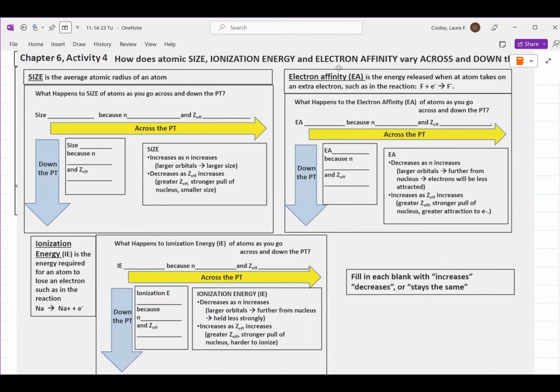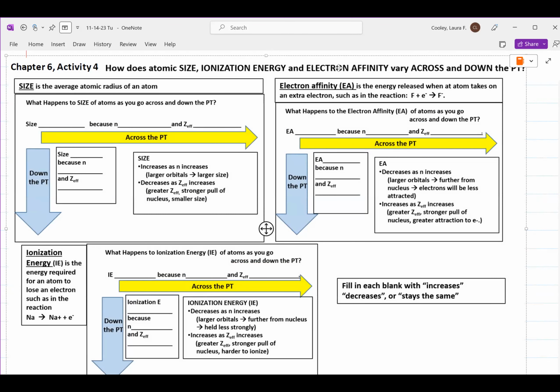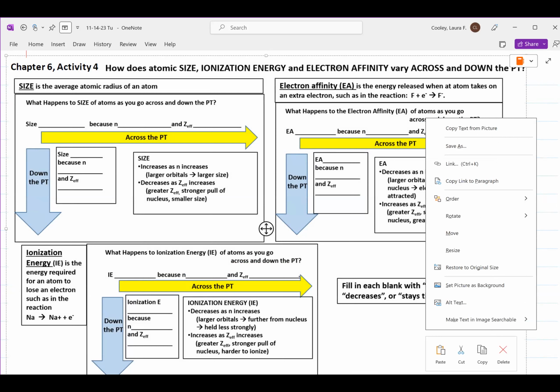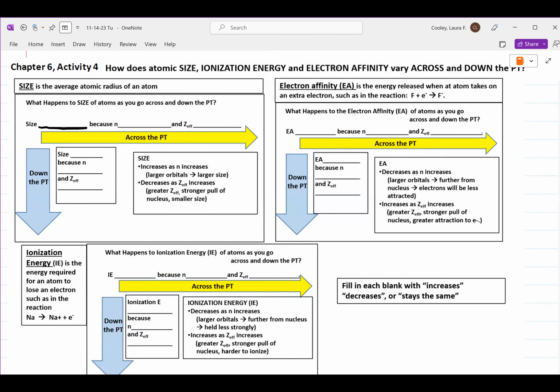So I'd like you to get started on this. It's really just repeating what we just did, but to think about it. It's asking what happens to size. You should say, because of N, this is what happens to N and Z effective. For each blank, you should put increases, decreases, or stays the same. I just want you to start this here and start filling it in.